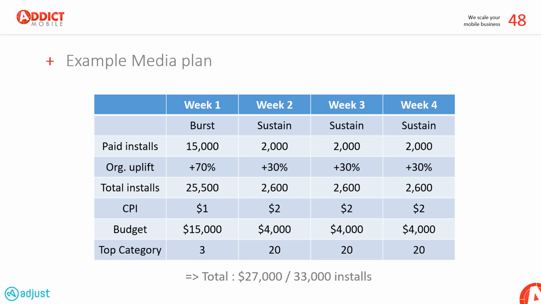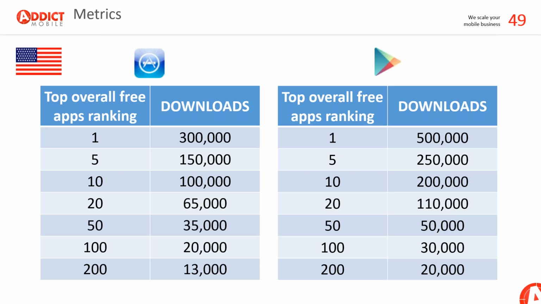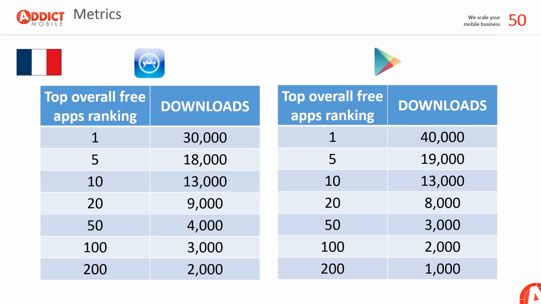For example, if you target the US, what you can notice is that to be top one in the App Store ranking on iOS, you must generate 300K downloads per day. On Google Play, 500K. Whereas in France, you divide by about 10. So to be number one in the ranking on iOS, you generate about 30K installs. And such figures depend on every country.